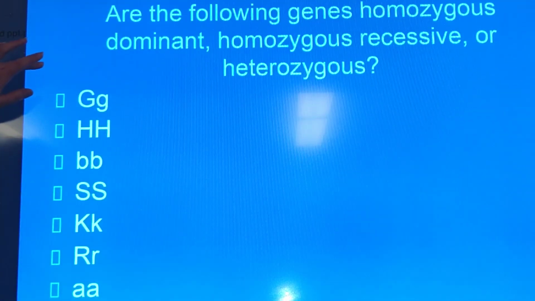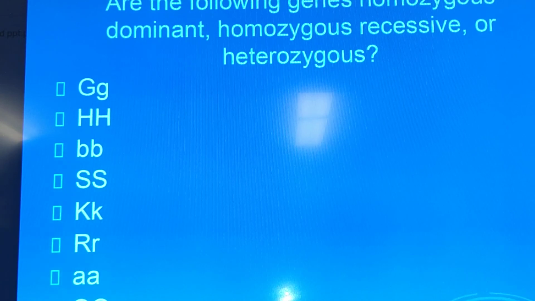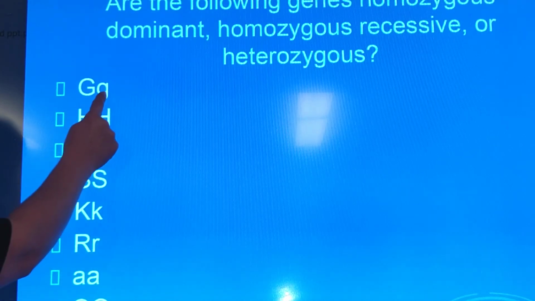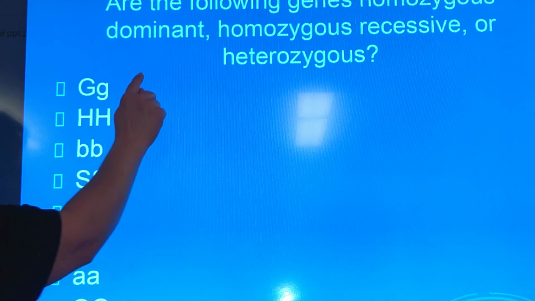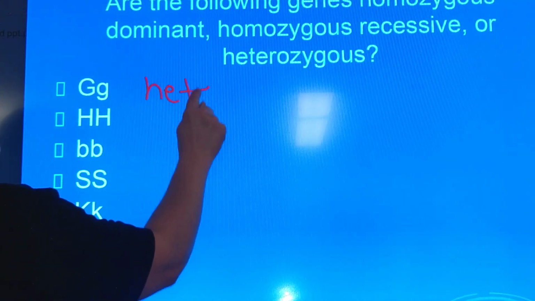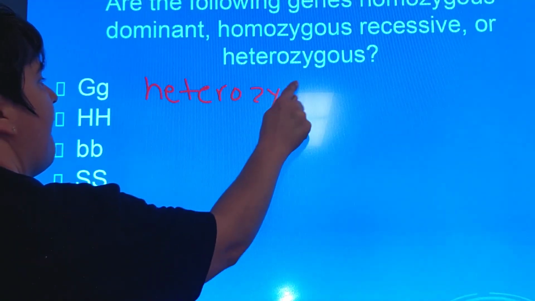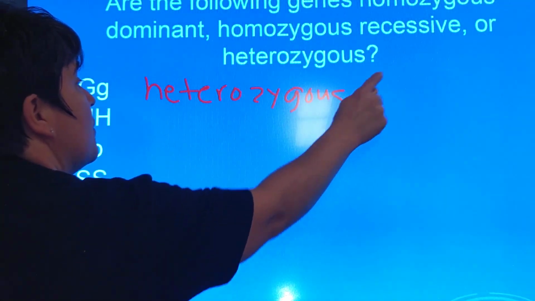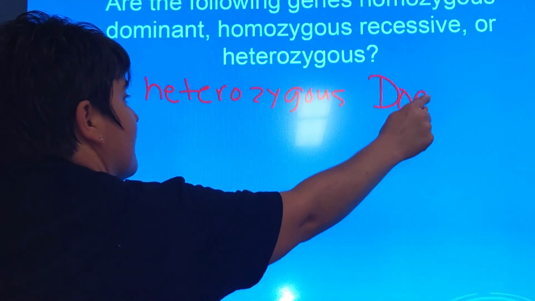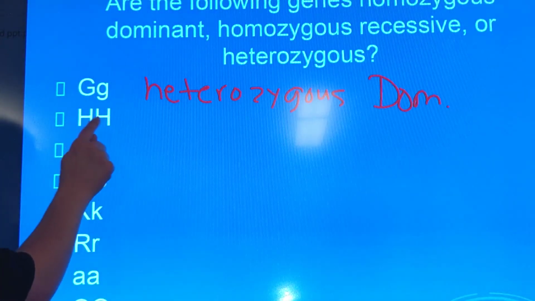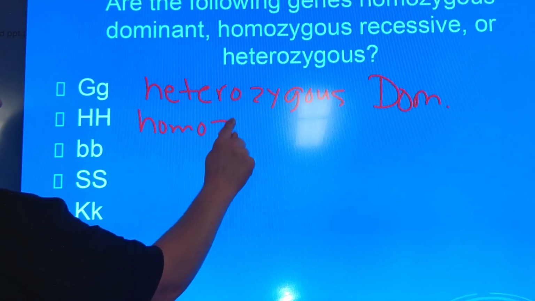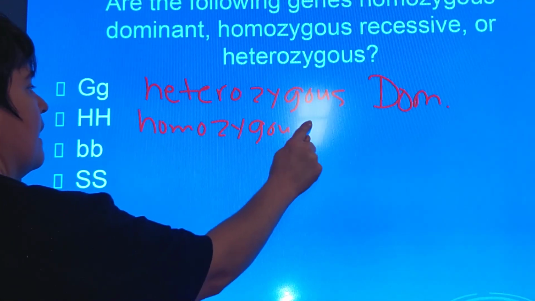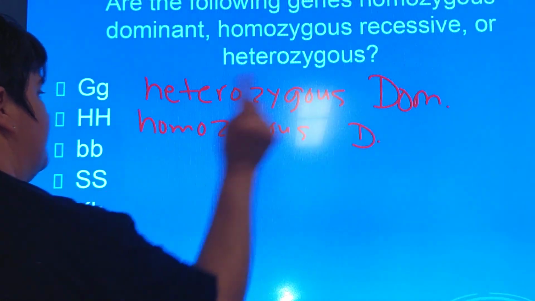So are they homozygous dominant, homozygous recessive, or heterozygous? Okay. Big G, little g. What do you think? There are two different ones, so they're going to be heterozygous. And it's going to show that dominant trait. Okay. Big H, they're the same, so it's homozygous. And it's going to show that dominant trait.